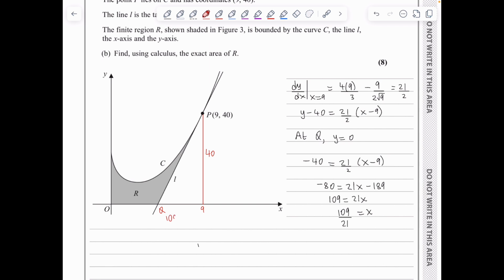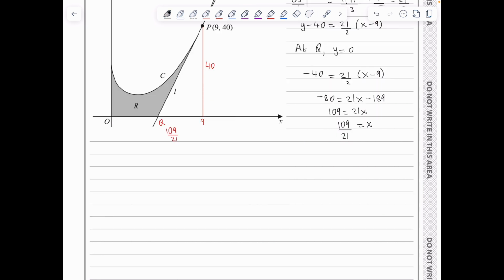So 109 over 21. So the shaded area R will be the integral from 0 up to 9 of 2 over 3 x squared minus 9x to the half plus 13 dx. So this will give me all of this area here, and then I need to deduct the area of the triangle, which obviously has a base of 9 minus 109 over 21 and a height of 40. So minus base (9 minus 109 over 21) times the height of 40, over 2.